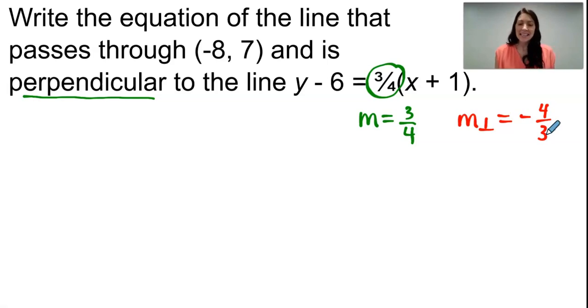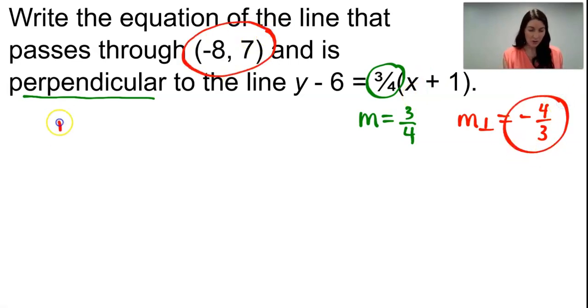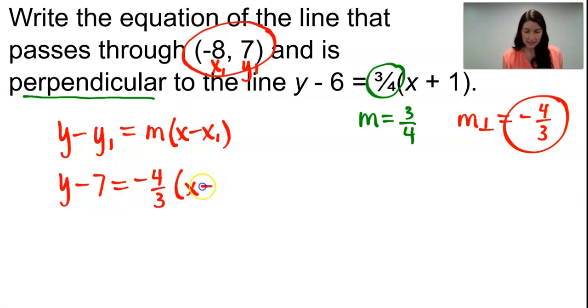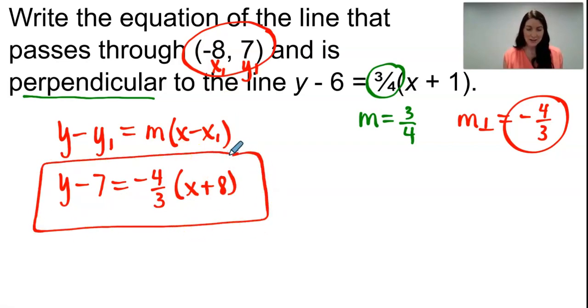Now for this one, since we were starting in point slope form with what we were given, I'm going to go ahead and just leave this one in point slope form using this point and this slope. So once again, I will use y minus y1 equals m times x minus x1. Here's my x1 and here's my y1. So here I have y minus 7 equals my slope times x minus a -8. And there is my equation of the line that passes through -8, 7 and is perpendicular to the given line.